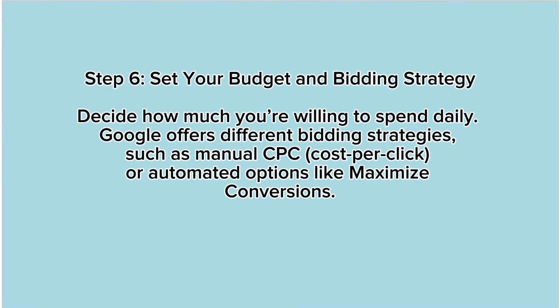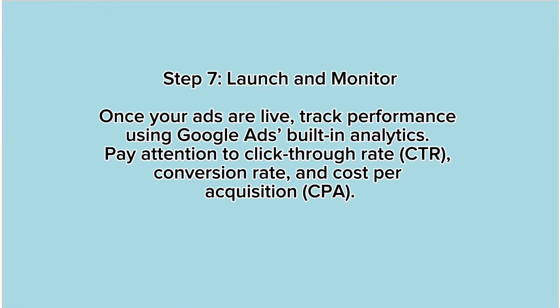Step 6. Set your budget and bidding strategy. Decide how much you're willing to spend daily. Google offers different bidding strategies, such as manual CPC, cost per click, or automated options like maximize conversions. Step 7. Launch and monitor. Once your ads are live, track performance. Using Google Ads built-in analytics, pay attention to click-through rate (CTR), conversion rate, and cost per acquisition (CPA).